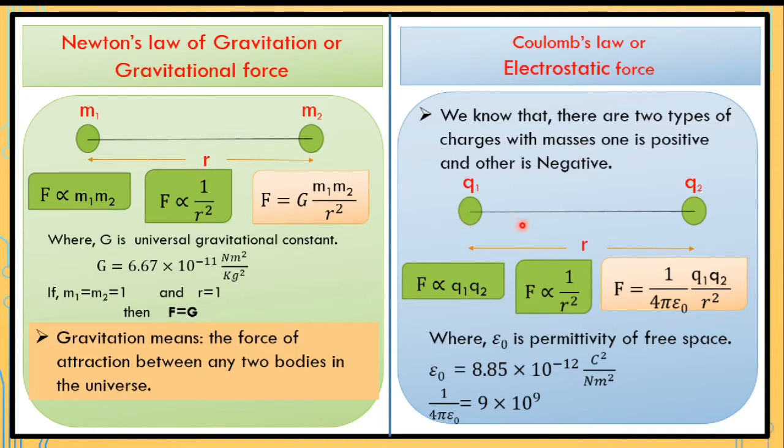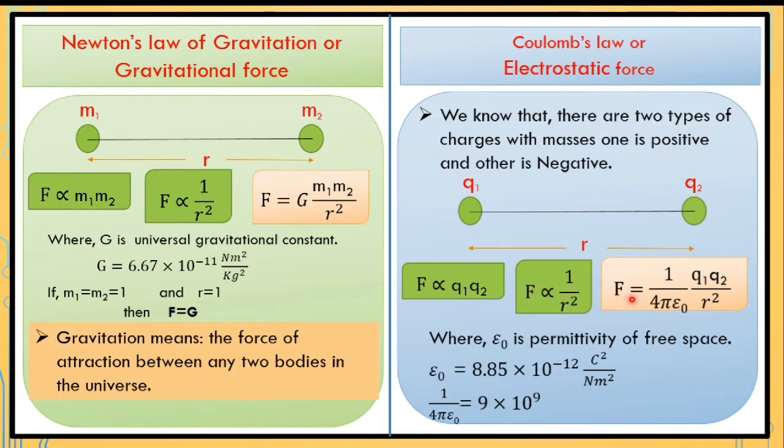So here according to Coulomb's law, suppose we consider two point charges, and here in gravitation we considered two point masses. Here the force is directly proportional to the product of the charges q1 q2, and the distance between them is r, so it is inversely proportional to the square of the distance between them. So F is directly proportional to q1 q2, and F is inversely proportional to r square.